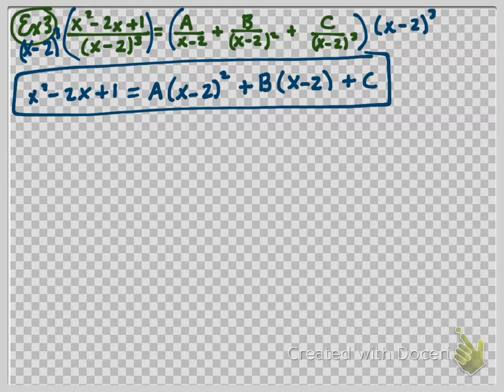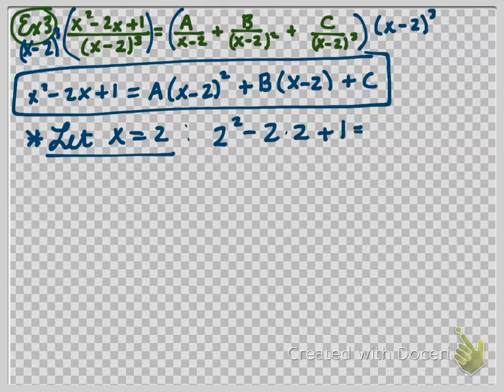Now, what makes this one unique from the last one is that we don't have two different options. There's literally one option for letting things disappear. Let x equal 2. Then that gives us 2 squared minus 2 times 2 plus 1 equals c. Why does it equal c? Because you have a factor of x minus 2 attached to every other term, which means all those are going to disappear. On the left, 2 squared is 4, minus 4 is 0, plus 1 is 1, which tells me what my c value is. So we've got our c.